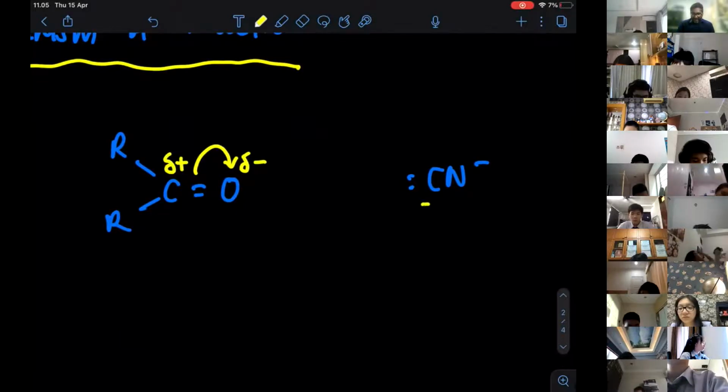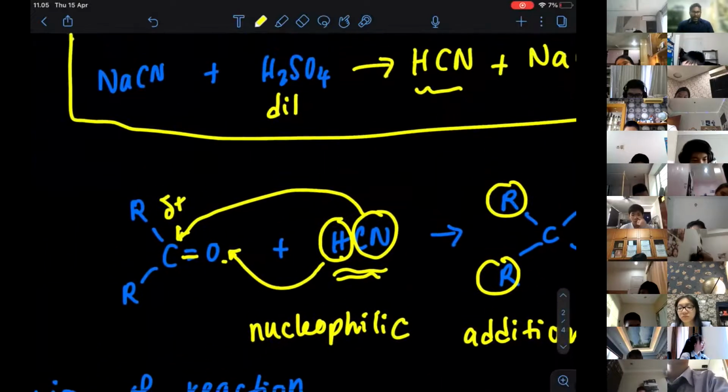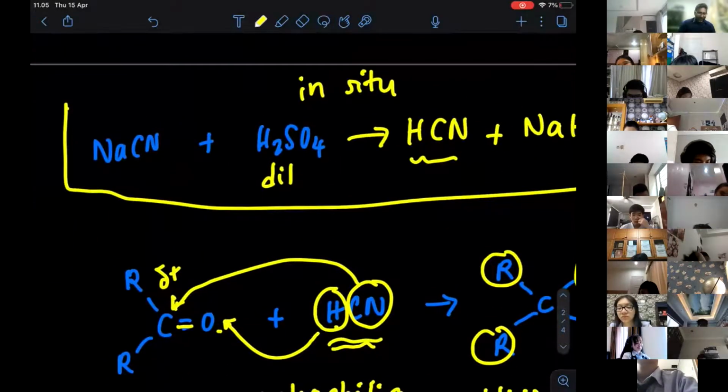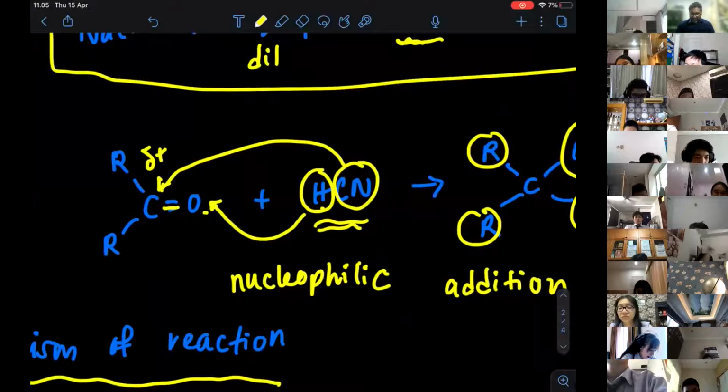Now this CN minus can come either from NaCN or from HCN, it doesn't matter. You are going to have a lot of CN ions, and these CN ions are going to come directly and attack the delta positive. Let's wait until it shows over there. Hold on, I'll share my screen again.